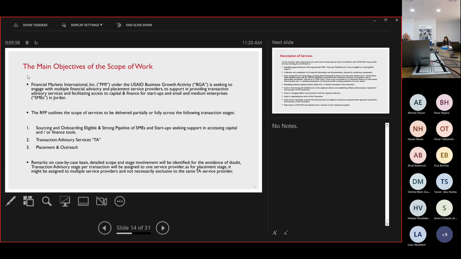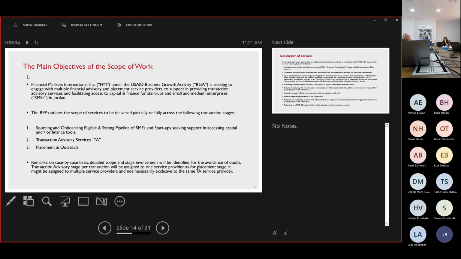The definition of Jordanian startups and SMEs, as well as the eligibility criteria and a high-level indication of the project objectives, will come after. But I will focus on the scope itself. We are looking to partner with financial advisory firms and individuals with expertise in corporate finance, investment banking and general financial advisory services, to work closely with us under three main work streams.